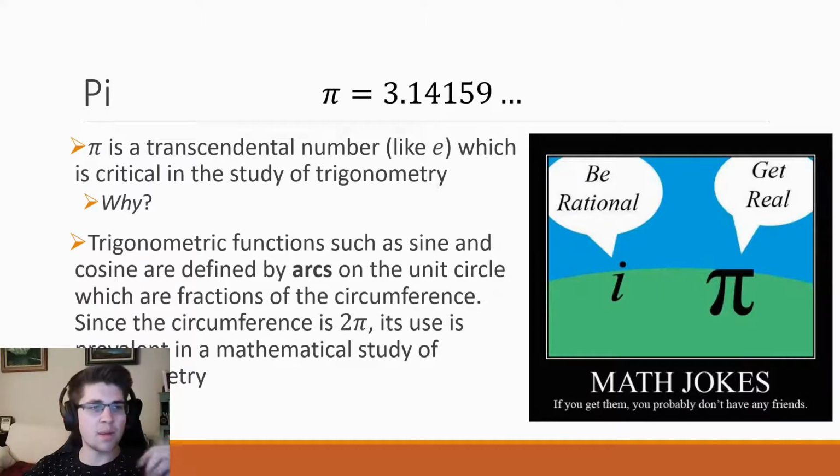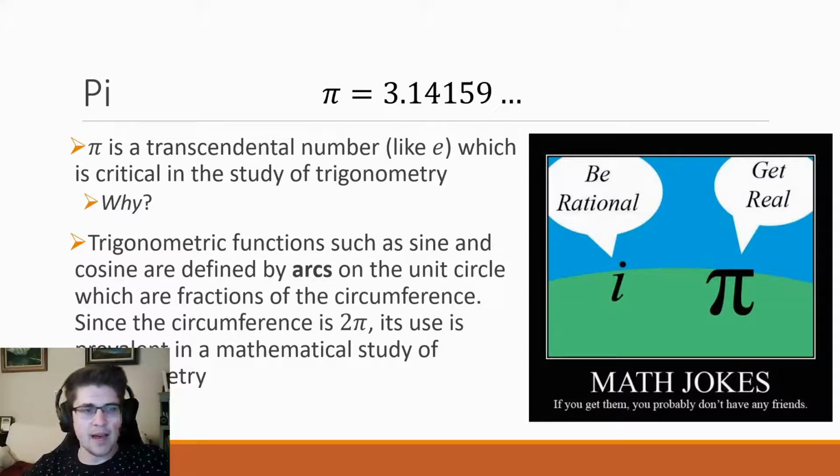Pi is also a transcendental number, much like e, and I probably talked about this a few weeks ago when we were talking about the number e. It's an irrational number, but it's not an algebraic number. It's not like the solution to a quadratic equation. It's kind of its own category of weird numbers. Like if you type in the square root of 3, it's another really weird number.